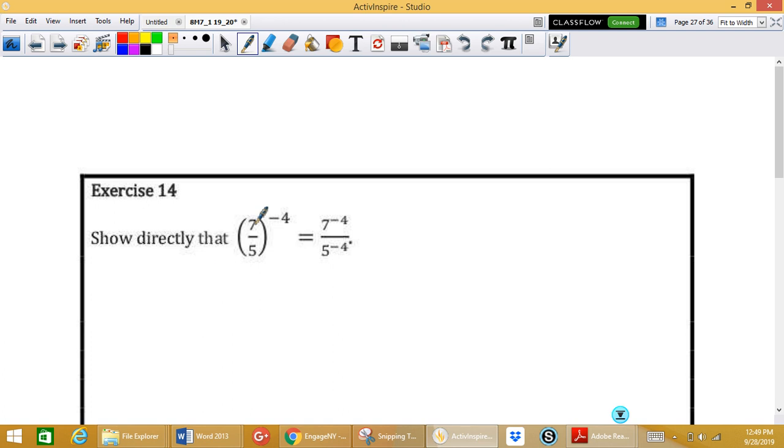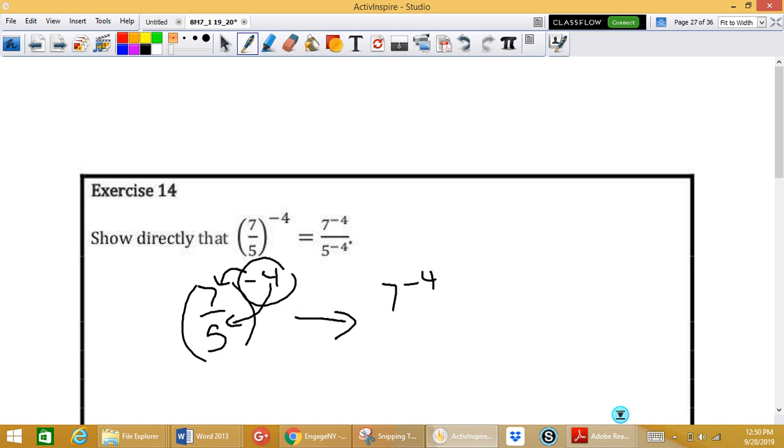Show directly that 7 fifths to the negative fourth is 7 to the negative fourth over 5 to the negative fourth. So you have 7 over 5 to the negative fourth. So that's got to go to each of the numbers. So then you'll have 7 to the negative fourth over 5 to the negative fourth. And if you really want to get fancy, since they're both negative, flip it around to make them positive. So it's going to be 5 to the fourth over 7 to the fourth.